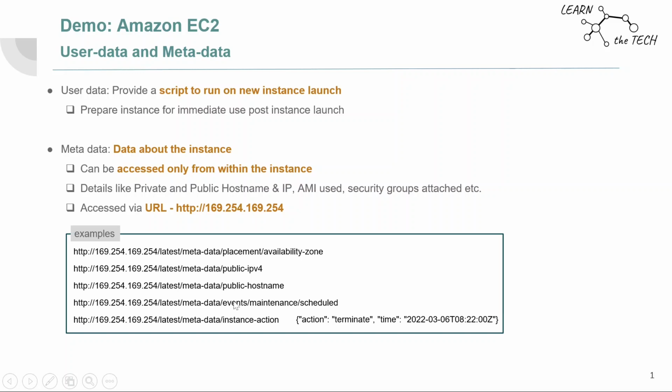Sometimes AWS announces some scheduled maintenance and you may want to automate something from your EC2 instance, that if there's a scheduled maintenance, then find out the time, and before that time maybe shut down the EC2 instance or trigger some command or maybe take a backup or whatever. So you can use this URL, events slash maintenance slash scheduled.